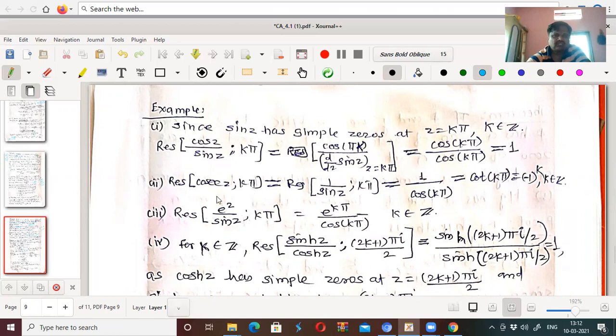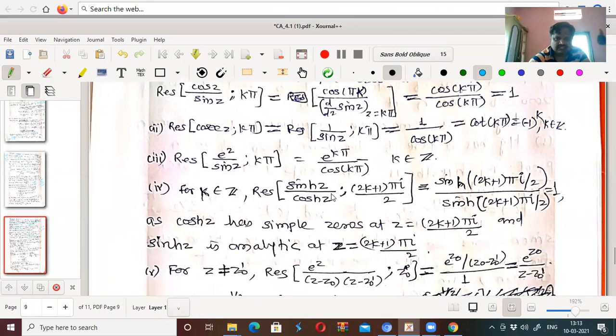Similarly, the residue of cosec z at k pi, that is 1 upon sin z at k pi. So we only get the derivative of sin z at k pi, that is 1 upon cos k pi. But we know that cos k pi is always plus or minus 1. So you will get minus 1 to the power k, for k belongs to Z. Similarly, the residue of e to the power z upon sin z. Sin z has a simple pole at k pi, e to the power z is analytic everywhere. So e to the power k pi, and in the denominator the derivative of sin z at z equal to k pi. So e to the power k pi upon cos k pi.